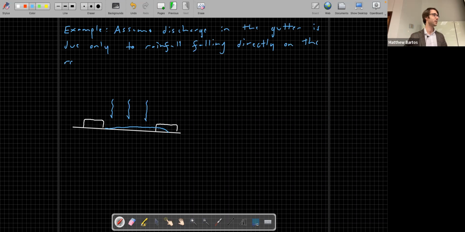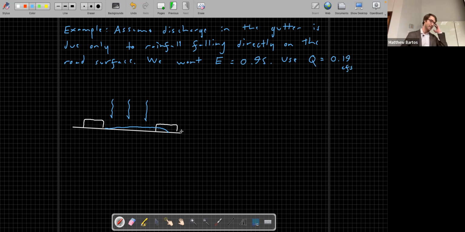I'll just say on the road surface. Okay, and we want an efficiency of 95%. Okay, and we're going to use the discharge computed from the last example. So we're going to use Q in the gutter of 0.19 cubic feet per second.